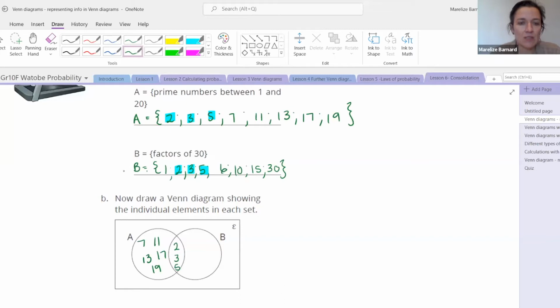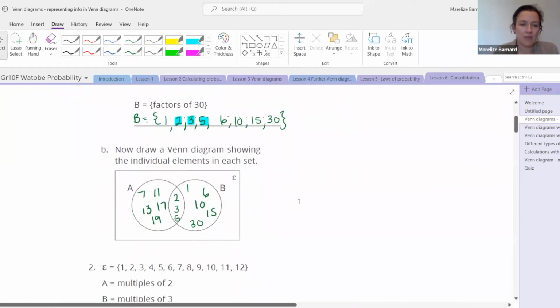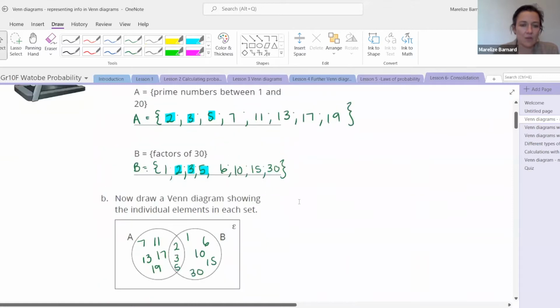And then the ones that are in B, we've got 2, 3, 5 already. We need 1, 6, 10, 15 and 30. Okay, so now we've basically put everything into our Venn diagram and we are done.